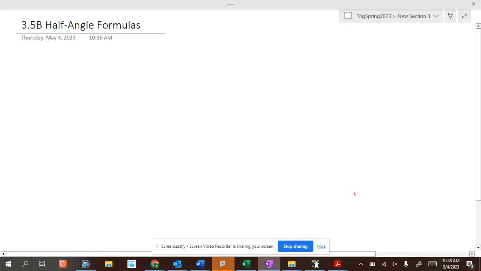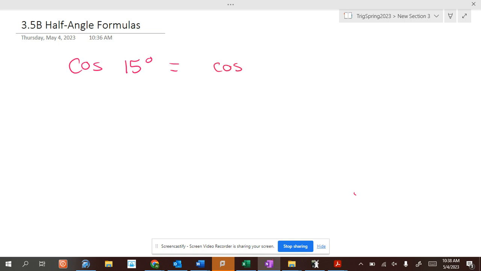So let's say we're taking the cosine of 15 degrees. That's not a unit circle, so you have to find a way of doing it. If we're not using addition or subtraction, we can use half angles, because the cosine of 15 is the cosine of 1/2 of 30 degrees.